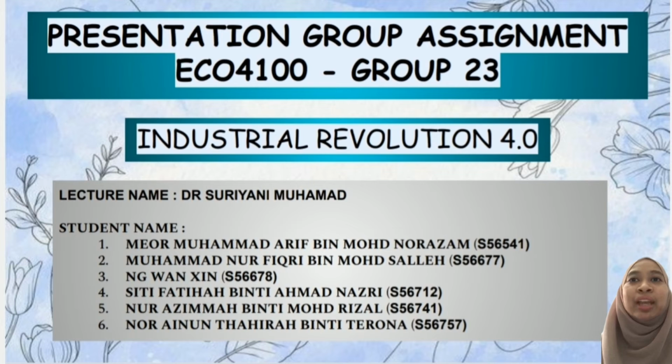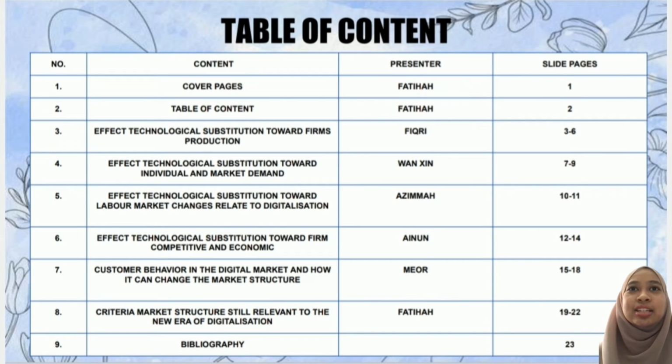The matric number is S56541. Second, Muhammad Nur Fitri bin Muhammad Saleh, S56677. The third is Wan Jing, S56678. Next, Siti Fatihah binti Ahmad Nazri, S56712. Nur Azimah binti Muhammad Rizal, S56741. And lastly is Nur Ainun Tahirah binti Terona, S56757. Next, this is our table of content.